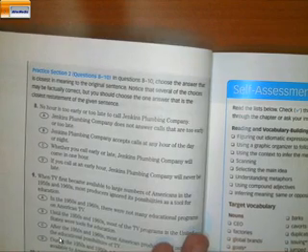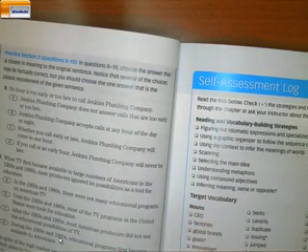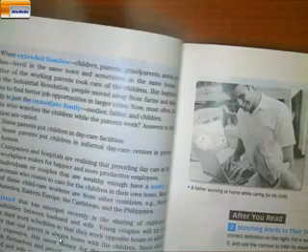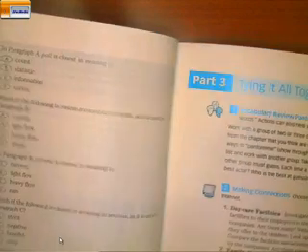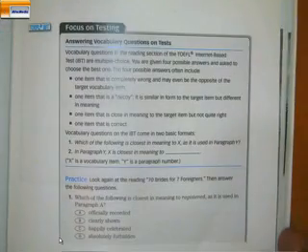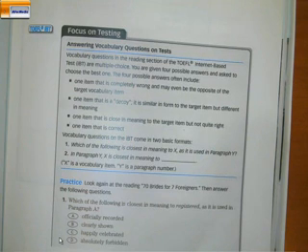We have here some exercises that we don't want to do. Let's go to page 73. On page 73, we have here also some words that we want to guess their meaning.